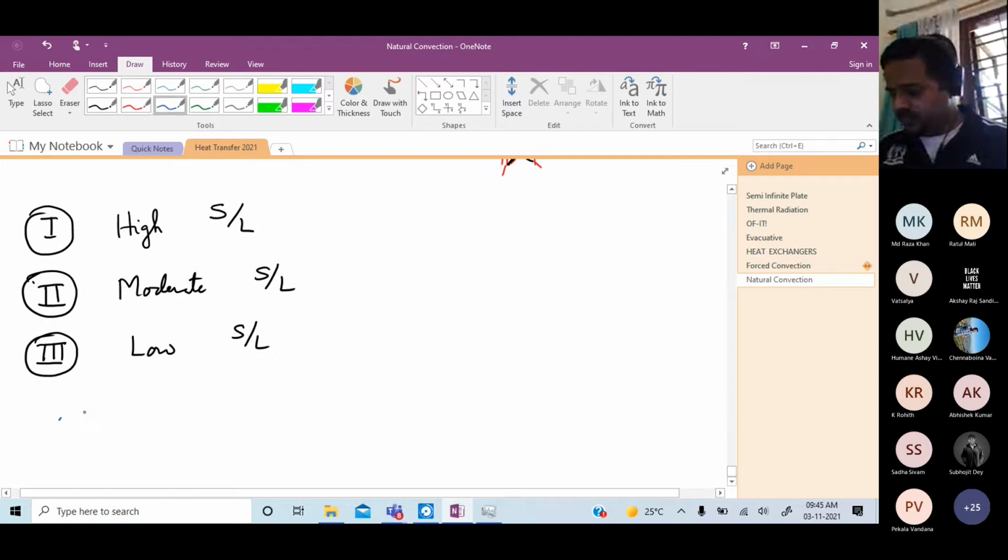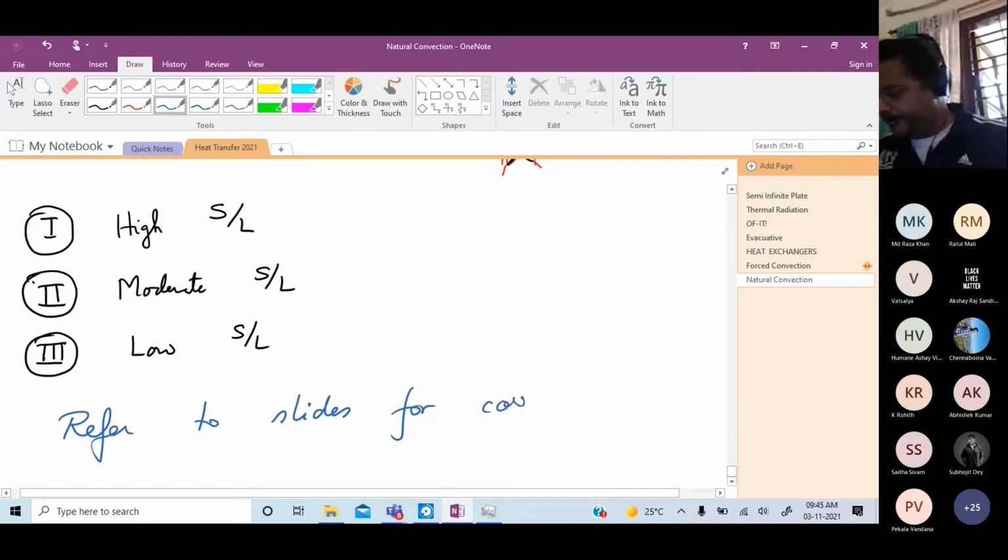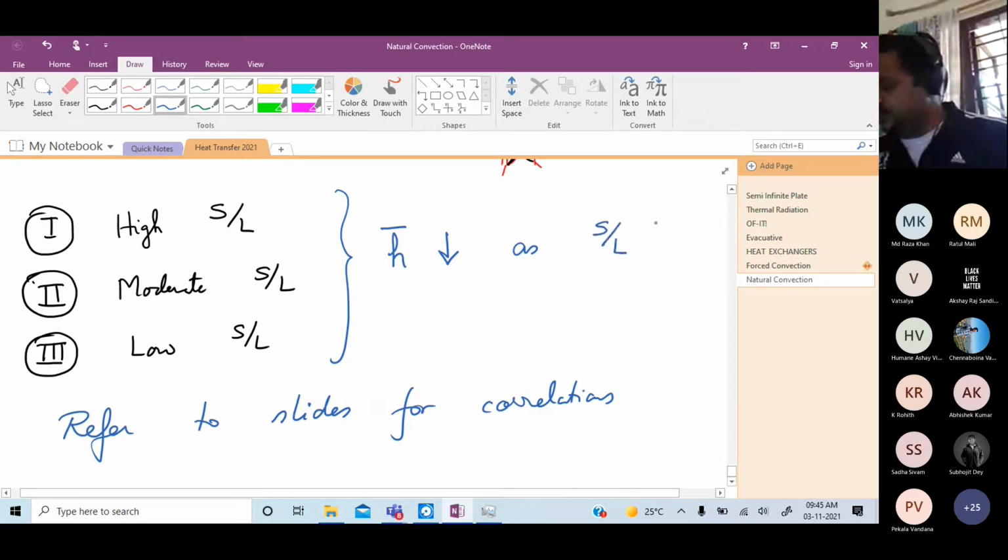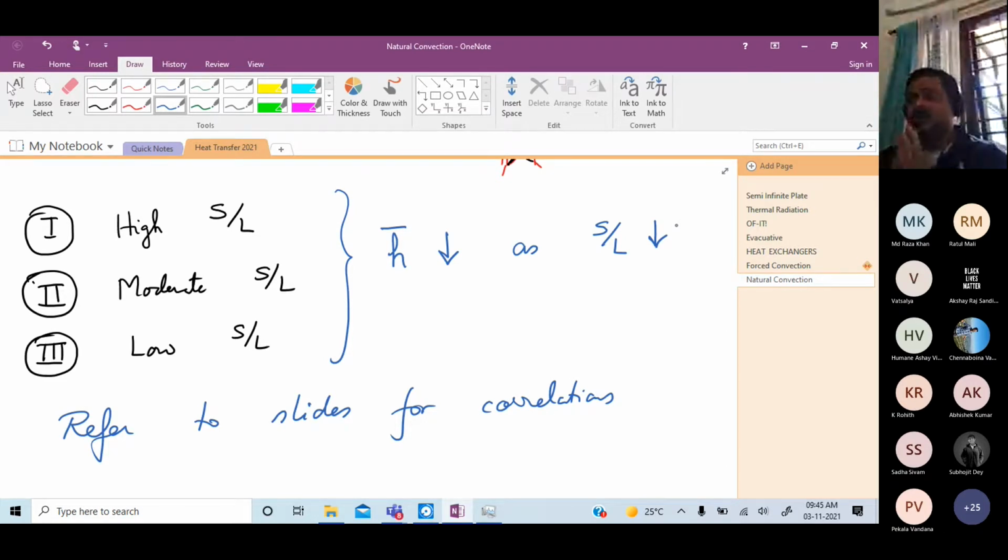So now this is what physically happens. So therefore what happens? The average heat transfer coefficient reduces as S over L reduces, or L over S increases. Keep this in mind: the average heat transfer coefficient, which is averaged over both walls, will go down if you bring them closer. Fair enough. Okay.